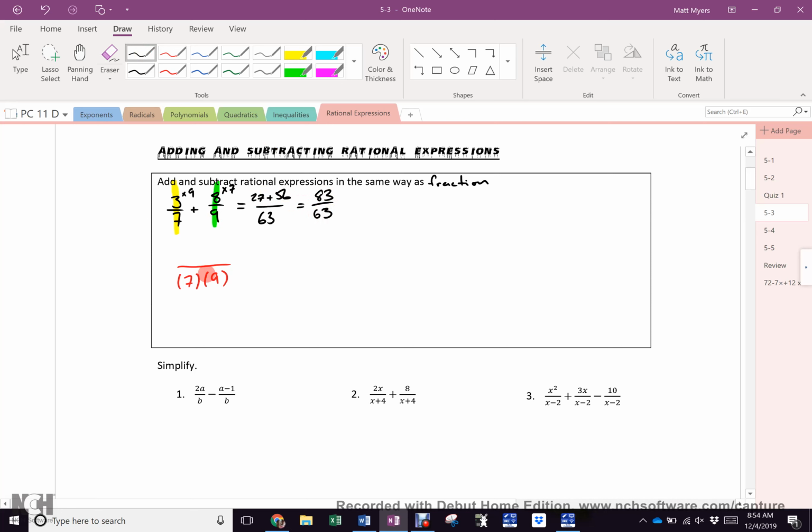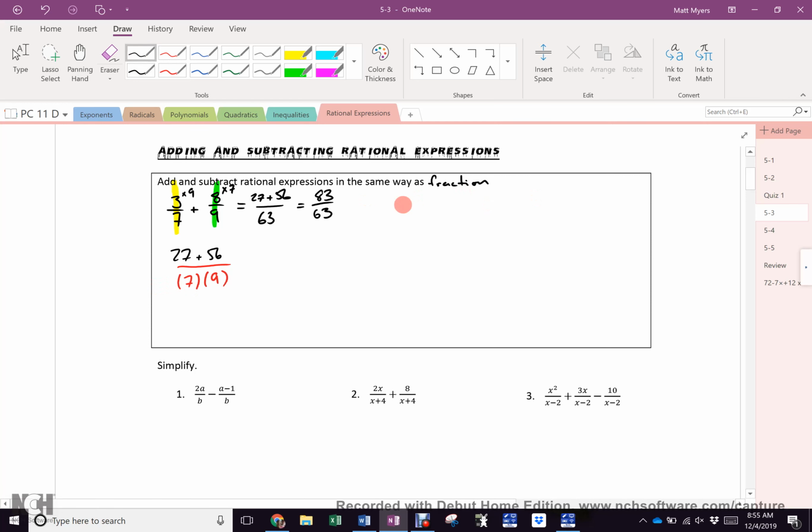Okay. Come to here, and I know what's missing, right? So all I do is 27 plus 56. It's the same thing. And I leave my 7 and my 9 down there. Now, when they're numbers, they become 63, yes? Right? Because 7 times 9 is 63. But if they're not numbers, if they're algebraic expressions, can we put them together? No.